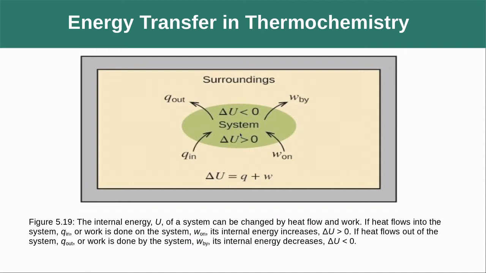Now, I will mention that this is a little bit of an oversimplification. You could have a process whereby, say, heat goes in and work comes out, but if the work coming out is not as large as the heat going in, the system ultimately gains internal energy. Similarly, you could have a system where work goes in and heat comes out, but there's more heat that comes out than work goes in, and then the system winds up losing energy. So you have to realize that all of these are possibilities.